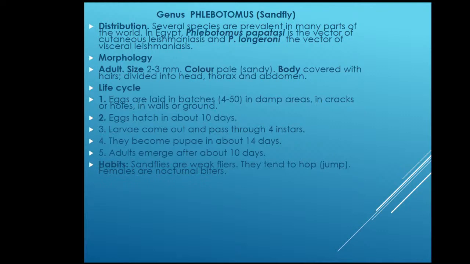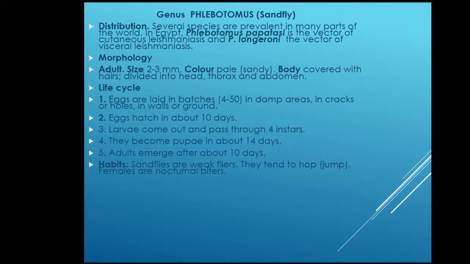For sandflies, indirect development with complete metamorphosis is characteristic. So each has four stages in life cycle: egg, larva, pupa, and adult. The eggs are laid in batches, in damp areas, in cracks, in holes, in walls or ground. After 10 days, the eggs hatch out. The larva molts 4 times. Each transforms into pupa nearly 14 days. And after 10 days, the adult hatches out from this pupa.